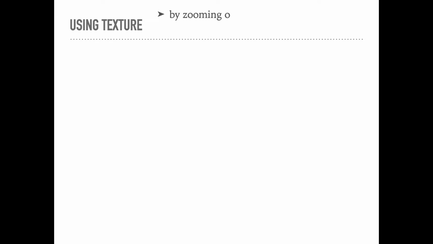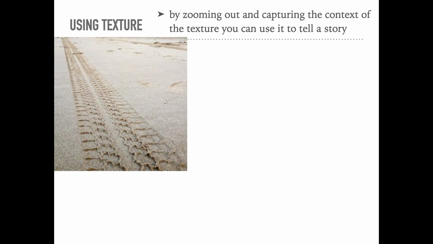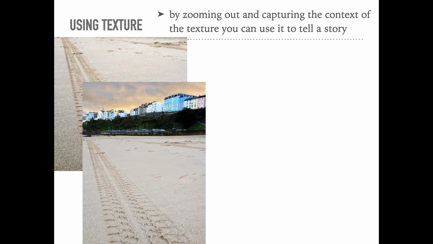By getting a little further away, so we still want to be close enough that we can see the texture, but by getting a little bit further away, we can actually add a little context and tell this story, if you will. So here's a picture where we're really close. We see these tire tracks, but by zooming out just a little bit, we can still see the tire tracks and get that sense of texture. But now we have the rest of the story.